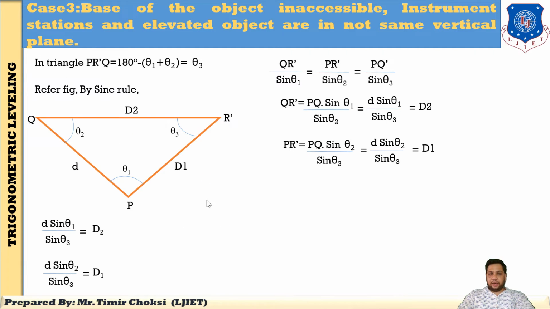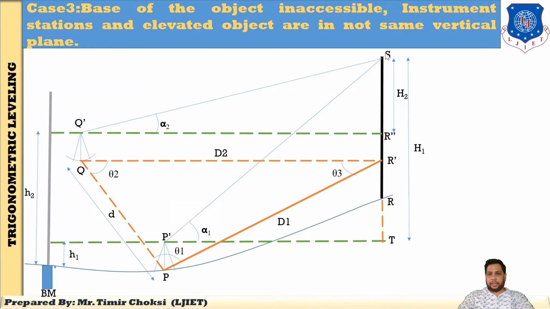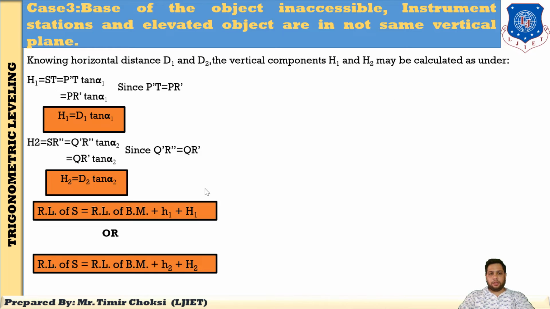Now after finding the D1, D2 and H1 and H2, you know that our main goal is to find the RL of the top of the point. You have already studied this in a previous session. So RL of benchmark plus small h1, you have reached this particular line, and you add the value of H1, so you reach the point S. So here your equation is RL of S equal to RL of benchmark plus small h1 plus capital H1. Similarly, RL of S equal to RL of benchmark plus small h2 plus capital H2. Okay, so this is our formula.